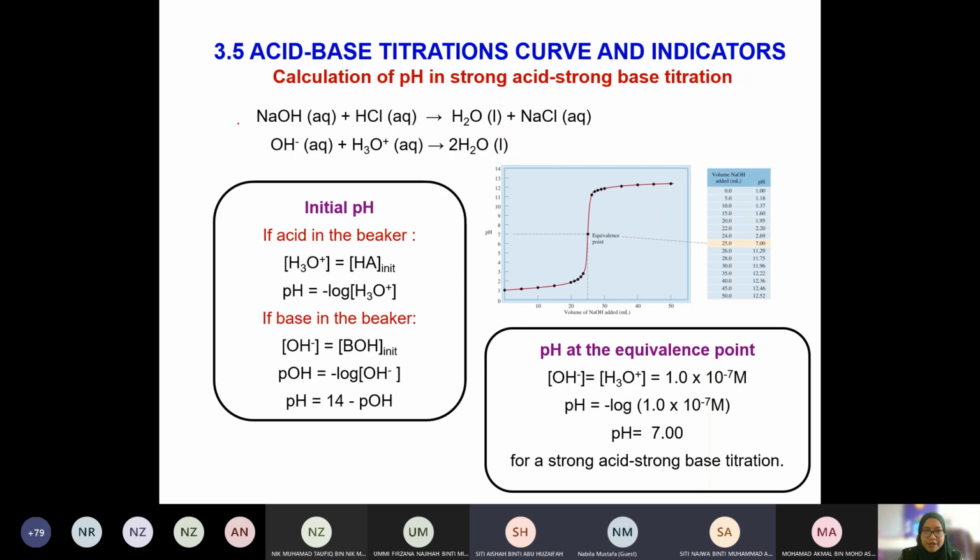Bismillahirrahmanirrahim. Okay, sodium hydroxide reacted with HCl to produce H2O and the salt. Basically in this reaction, what actually happened is that OH- will react with the H3O+ from the HCl to produce water. So this is the equation, and then this is the graph. This is the titration curve.